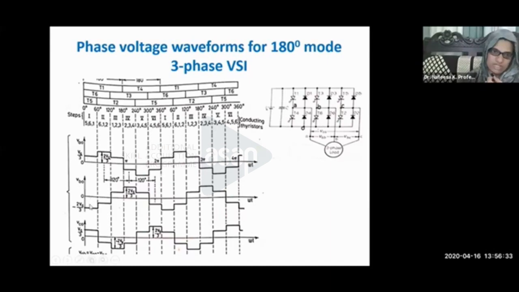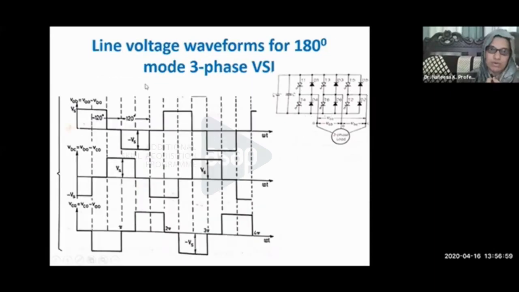From this waveform itself, you can see that VAO is Vs by 3 and VBO is minus 2 Vs by 3. So you will get Vs by 3 plus 2 Vs by 3, which is equal to 3 Vs by 3, equal to Vs. So in this interval, you get the line voltage waveform. These are the line voltage waveforms of the 180 degree mode of operation of the VSI. In this interval the voltage is Vs, and you can check the next interval also.